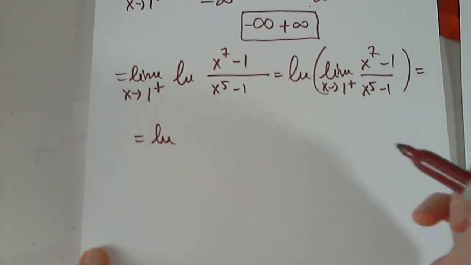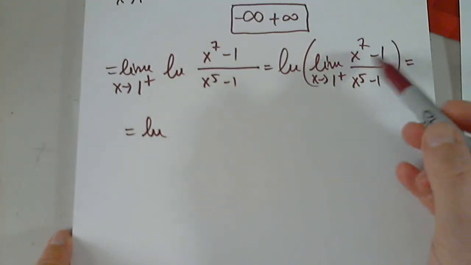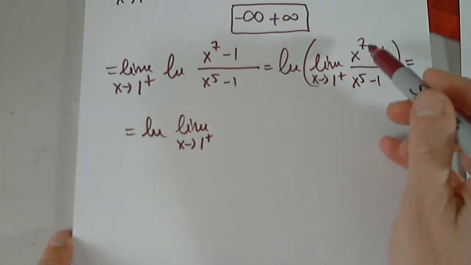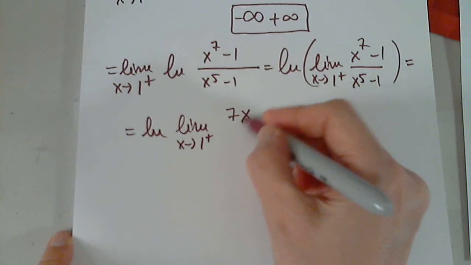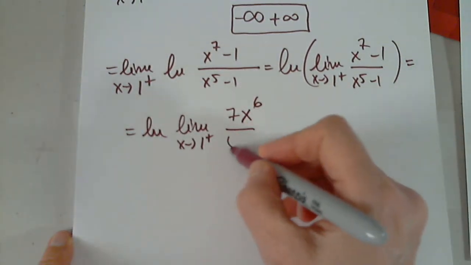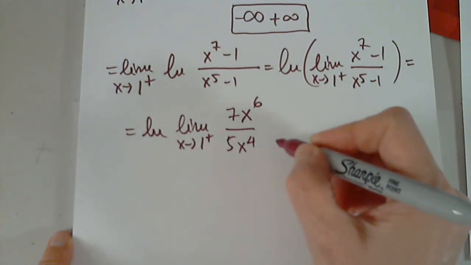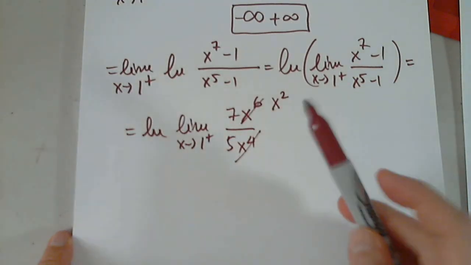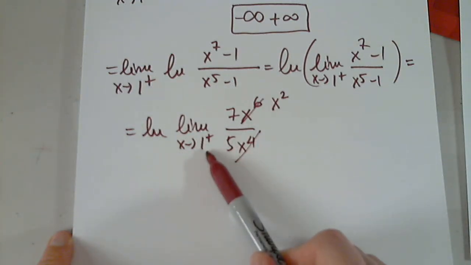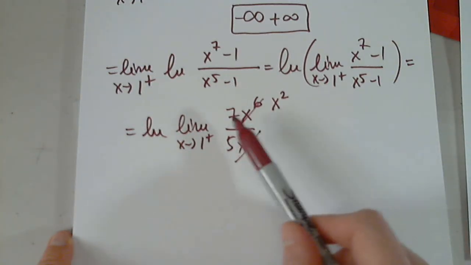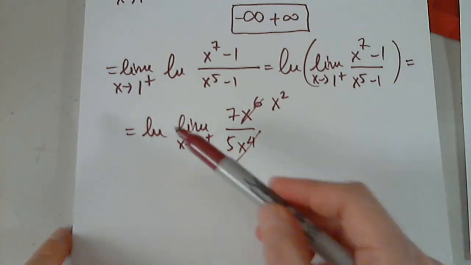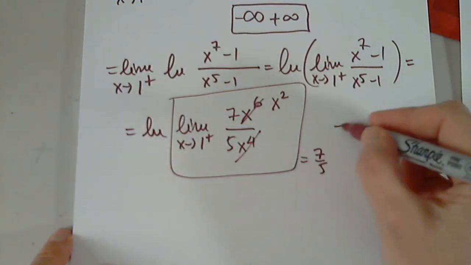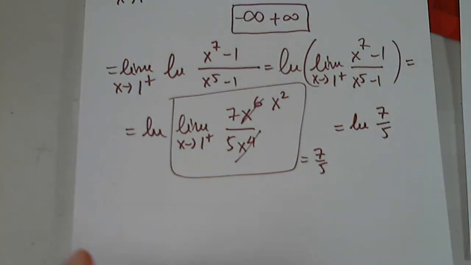So this is natural log. We know the answer, but I would like to show you. So this is the limit as x approaches 1 from the right. I differentiate the top and get 7x to the 6th. I differentiate the denominator, I get 5x to the 4th. I simplify, and I still get an x squared. So when x approaches 1 from the right, this is 1. So this is 7 over 5. So this limit equals 7 over 5. And the answer then is natural log of 7/5.